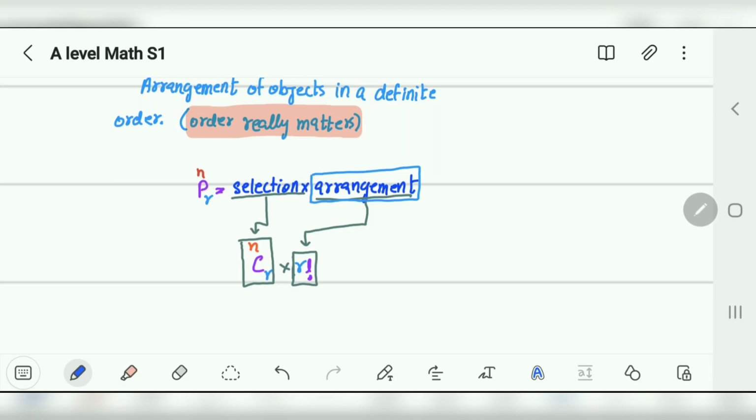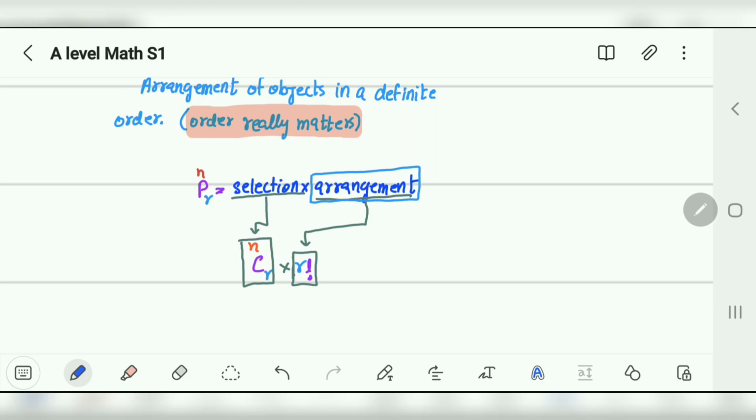Permutation means making an arrangement of objects in definite order, and order really matters. Which means after making a selection, like for example, if there are 5 coats and you are taking 2 coats from it, you need to know how many ways I can take 2 coats out of 5. Then I will do combination, and after taking these 2 coats, I want to know in how many ways I can arrange these 2 coats, right? So I will just multiply by 2 factorial, which means there are 2 ways to arrange these 2 coats, left to right, right to left.